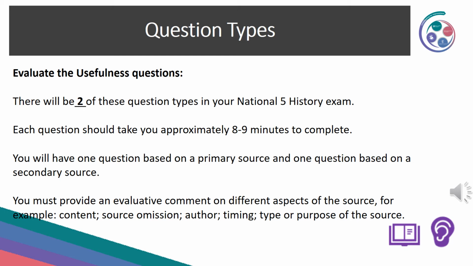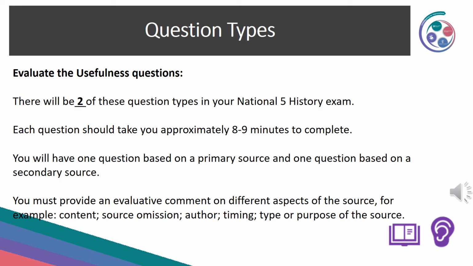You may also want to underline your author, timing, and type of source, because this will help to direct your attention when you begin to complete your answer. With your Evaluate the Usefulness questions, you will have one question based on a primary source. This means it's a source that has been taken from the time of a historical event. You will also have one question based on a secondary source. This is a source that has been produced after a historical event has taken place.